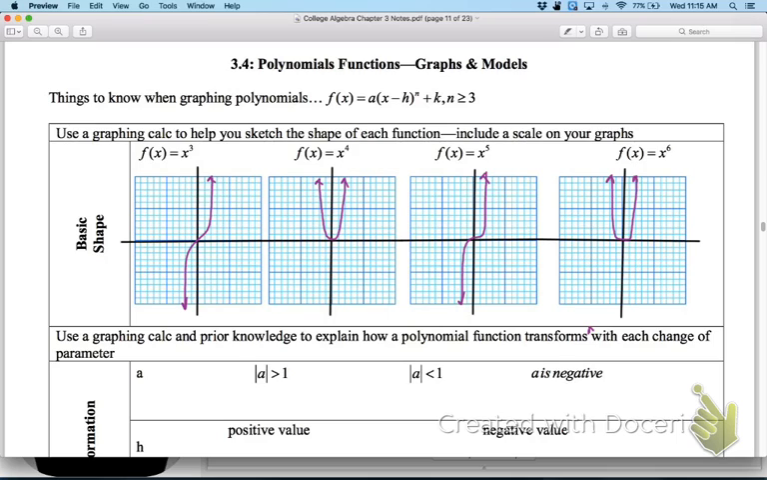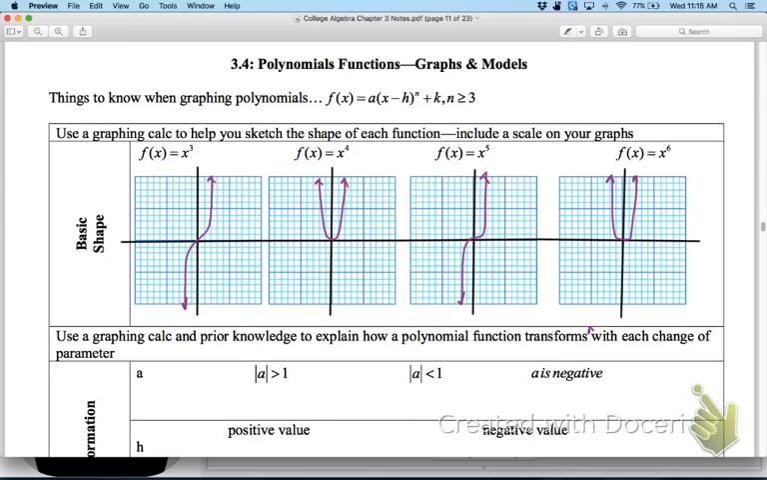Now, I hinted at this yesterday when we talked about multiplicity. Each of those would have a 0 at 0, an x-intercept at 0. But as the multiplicity gets higher, the graph ends up getting flatter where that 0 is. And that's what we're going to see happen all the time.